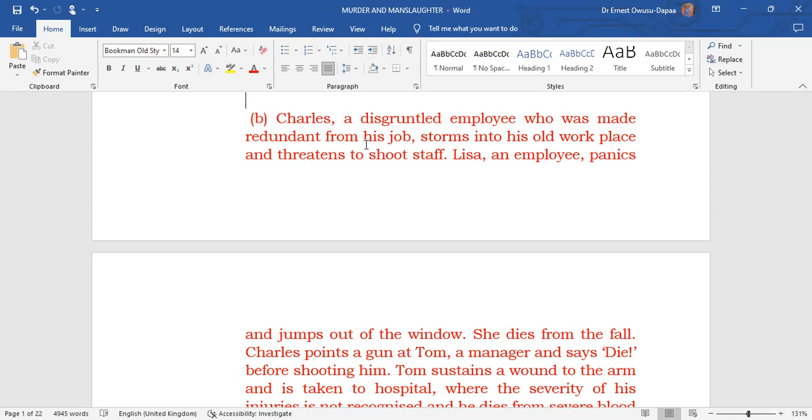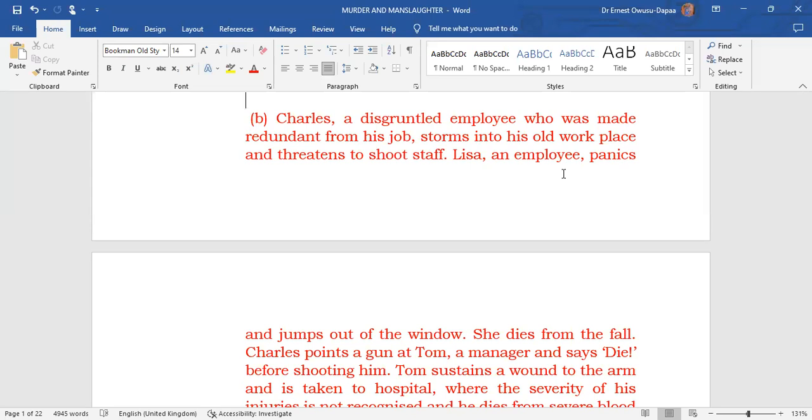The actus reus is the fact that he stormed into the workplace with a gun. I think the actus reus means he has done something that caused Lisa to jump out.